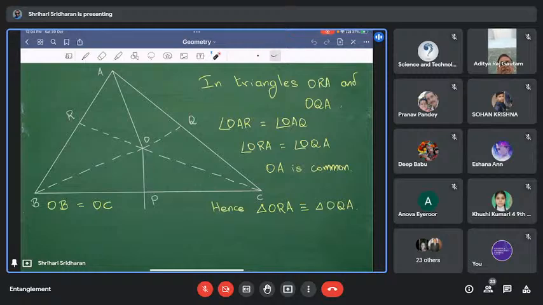We have angle OAR equal to angle OAQ because AO is the angle bisector. Angle ORA equal to angle OQA equal to 90 degrees because, recall that OR and OQ are perpendiculars drawn from the point O to these two sides of the triangle. And you have OA to be a common side. And therefore, you have triangle ORA congruent to triangle OQA.